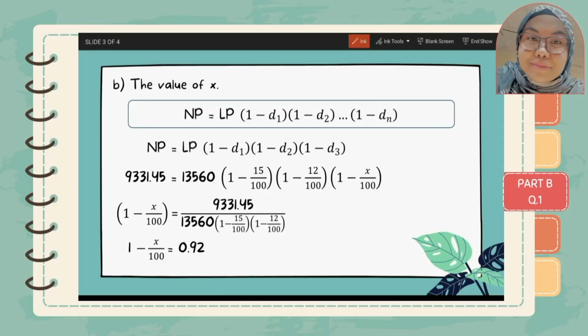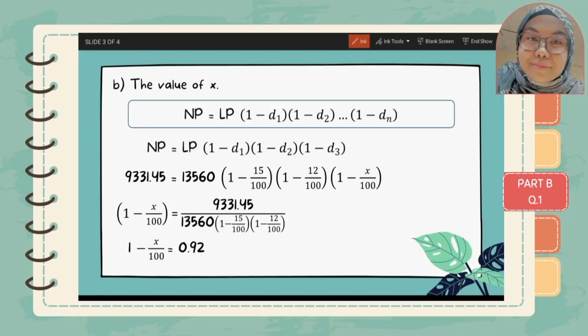Okay, so next, the value of X, we will use the formula NP equals LP times 1 minus D1 times 1 minus D2 until 1 minus Dn. But for this question, we only have 3 trade discounts, so we will use only 1 minus D1 until 1 minus D3. So insert the values. For the NP, it is 9,331.45, and the LP is 30,560 ringgit.